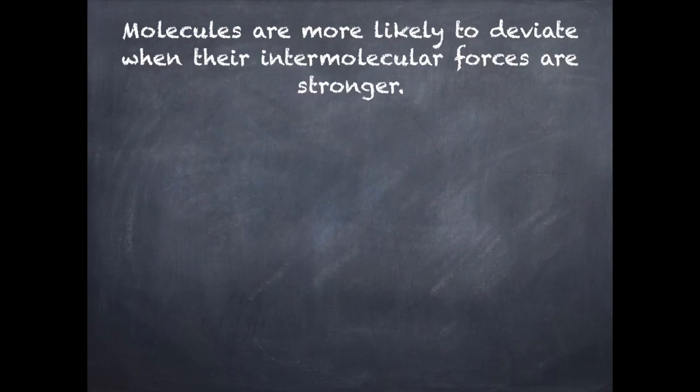And finally, molecules are more likely to deviate when their intermolecular forces are strong. So yes, you want low pressure, high temperature, but another thing that influences whether or not they're acting ideally is the strength of their intermolecular forces, meaning if you have two atoms that have London dispersion forces, you want the one with the weakest London dispersion force, and that one would deviate the least from an ideal gas. Something with hydrogen bonding, if it's a gas, would deviate the most from acting like an ideal gas, while something with London dispersion forces that's really, really small would deviate the least.